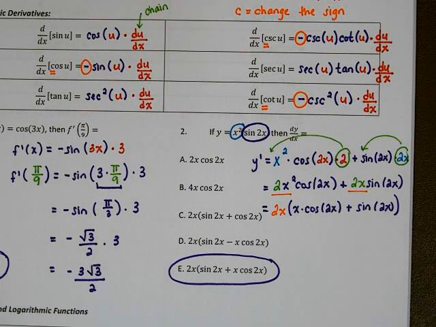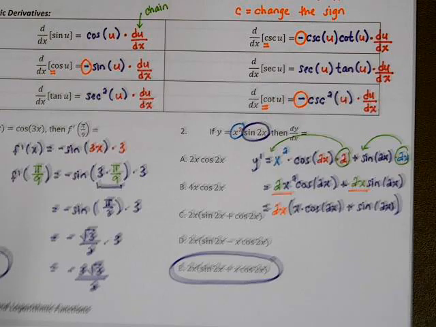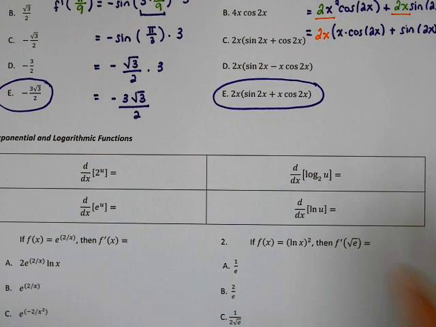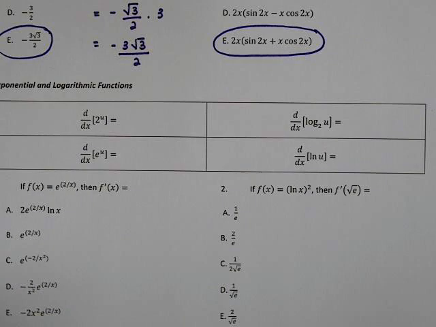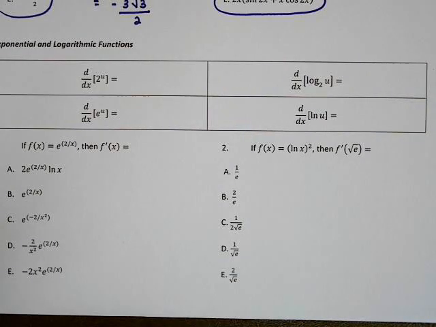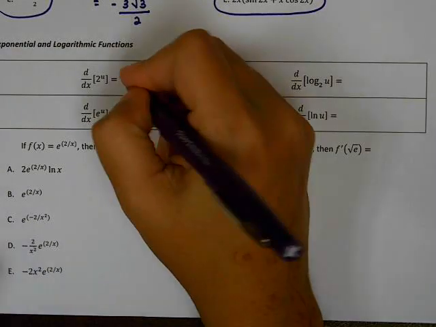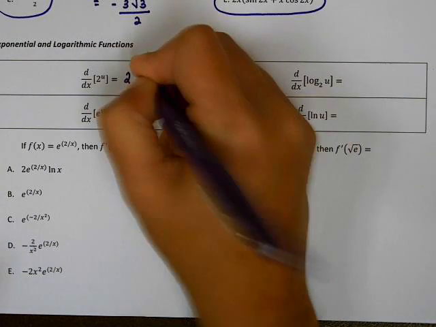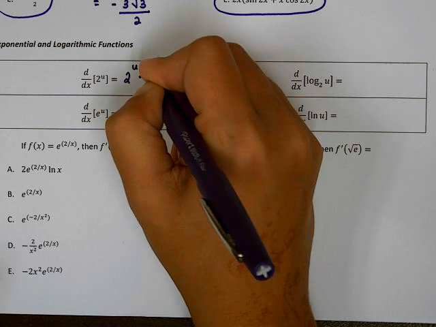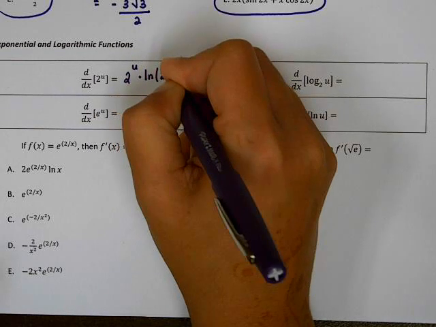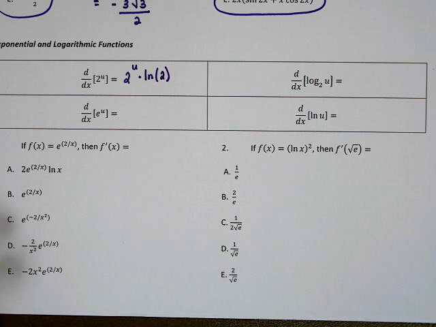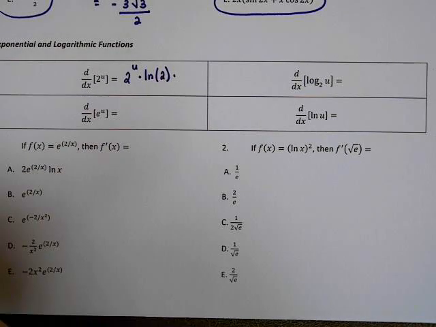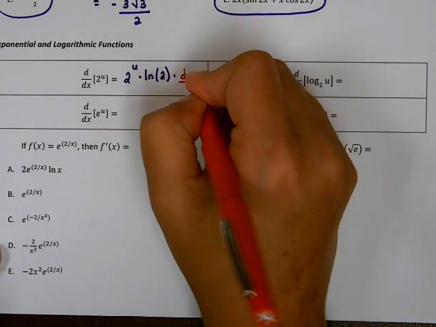All right, now let's learn about a different set of rules. So those are the trig rules. Now we're going to do exponential and logarithmic rules. So same as before, the u represents a function of x. The derivative of 2 to the u, so any number that's not e to the u power, would be, we copy the original, 2 to the u, times the ln of whatever the base is. So in this case, times ln 2. Then times the derivative of the inside.